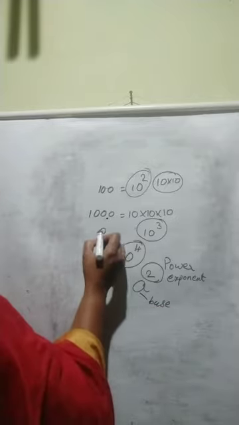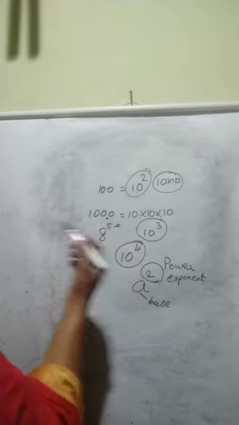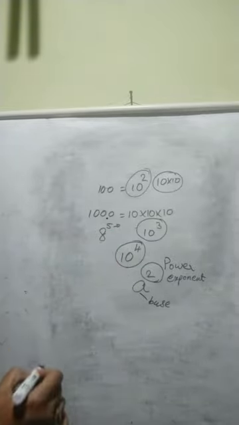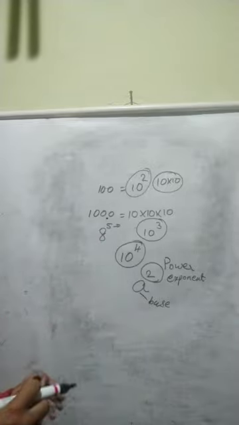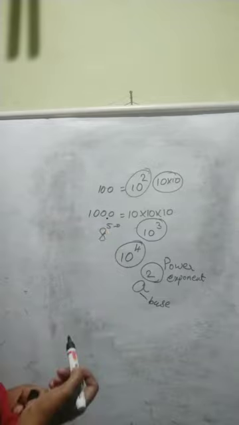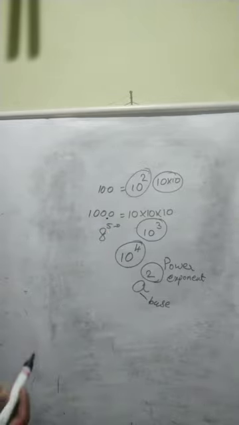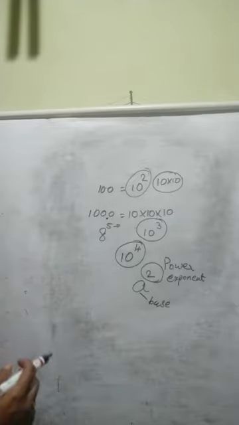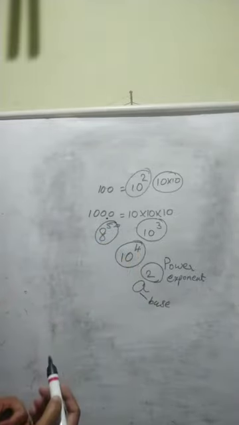Here in this case, 8 raised to 5. 5 is the power or exponent. Then 8 is the base. So we can say 8 raised to the power of 5. Simply we can say 8 raised to 5, where 5 is the power or exponent and 8 is the base. Now we can say fifth power of 8.